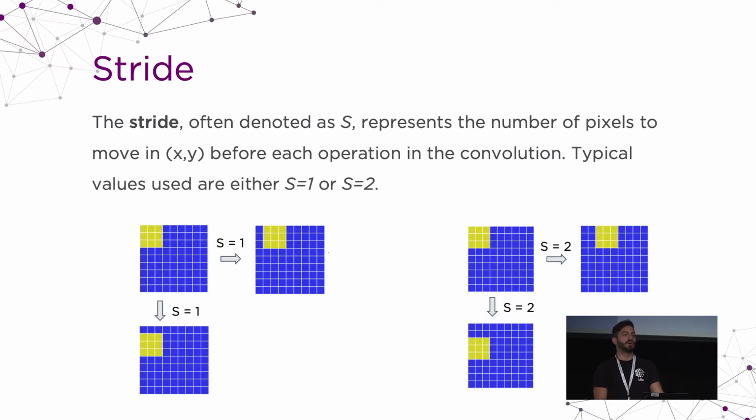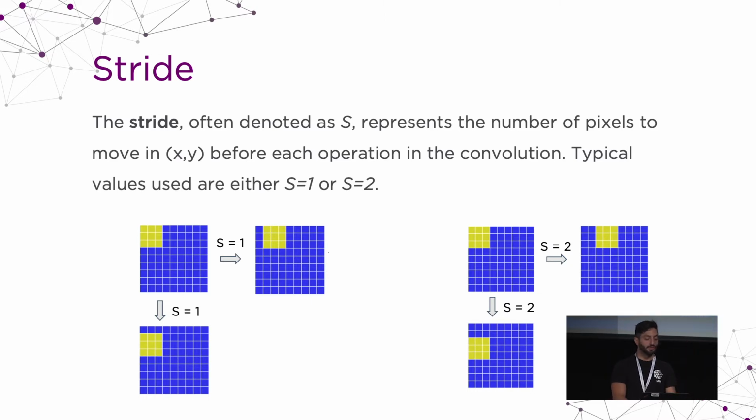Another important parameter that we can tweak is the stride. The stride, again, we denote this as S, usually represents the number of pixels to move in X and Y when we're displacing our kernel, when we do the operations in our convolution. Typically, we usually see values of stride of 1 or 2. And for a stride of 1, that's what we've been seeing so far.